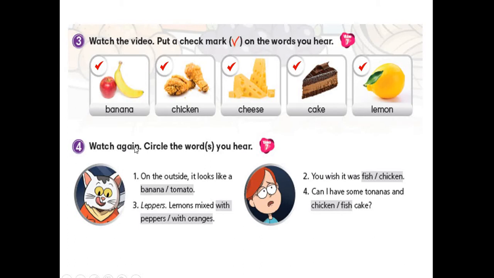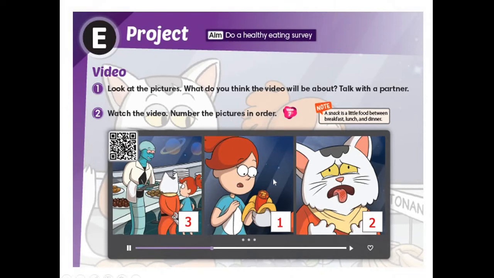It says here, watch again, circle the words that you can hear. You need to choose one word to complete each sentence. So number 1, on the outside it looks like a banana or tomato. If you finished the video, you know the answer here. The answer for number 1 is banana. Let's go back here so that you know what it looks like. On the outside it looks like a banana, but if you open it, it is a weird kind of fruit.